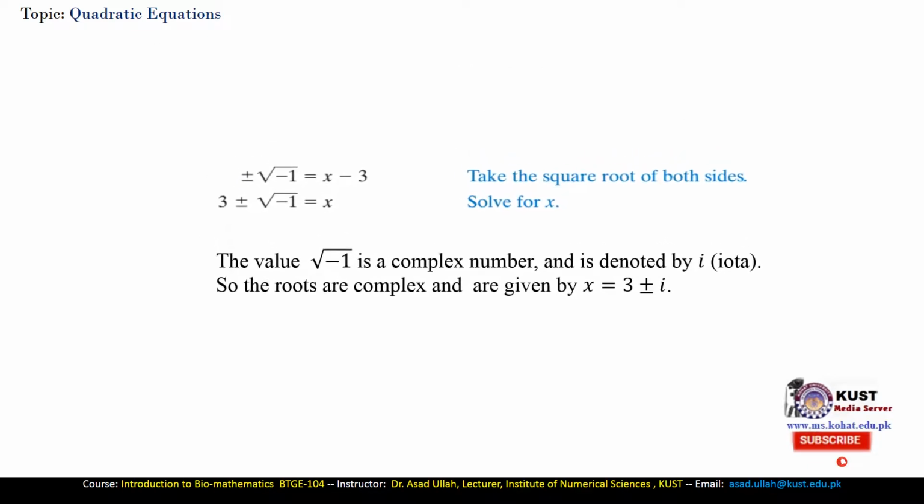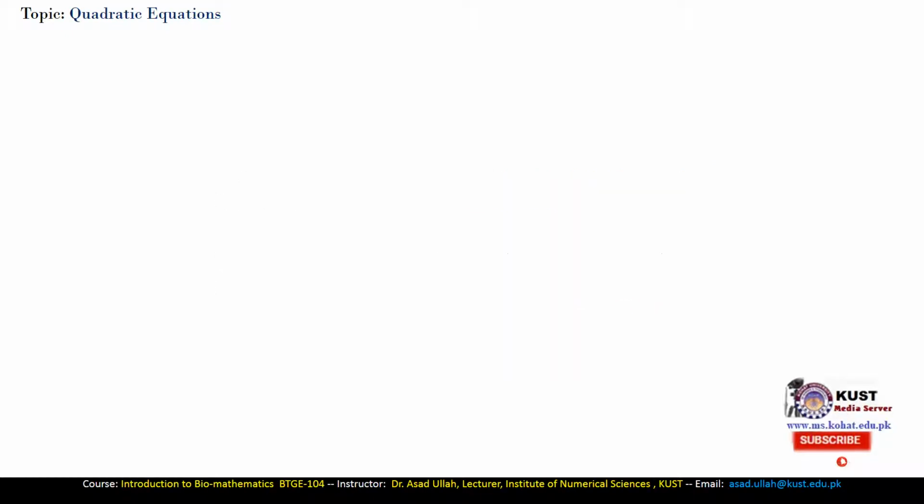Now taking square root on both sides, we get x is equal to 3 plus minus square root of minus 1. Here the square root of minus 1 is a complex number and it is denoted by iota. So our acquired result will be equal to 3 plus minus iota. These are the two roots of the given quadratic equation, which are complex in nature.